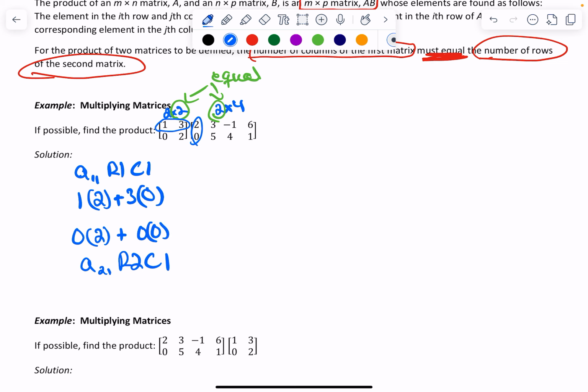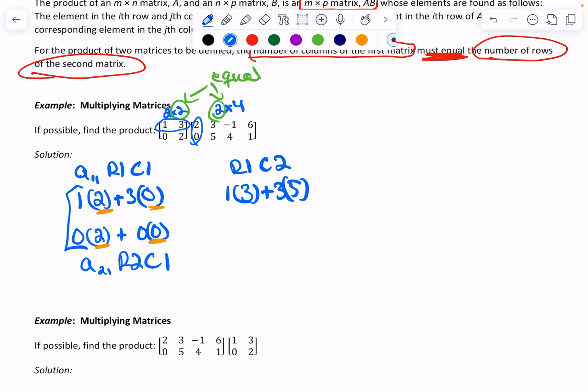So notice here, because this is the same column, those numbers stay the same. They don't change. Next one is going to be row 1, column 2. So we're doing 1 times 3 plus 3 times 5. This one is row 2, column 2. So it's going to be 0 times 3 plus 2 times 5.